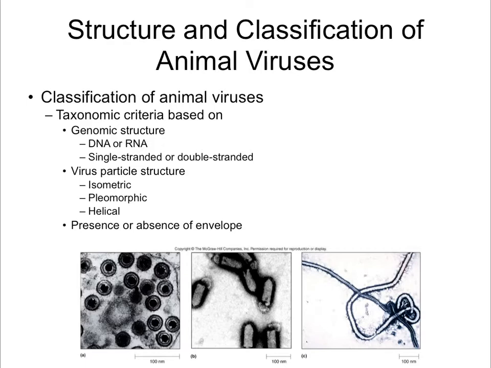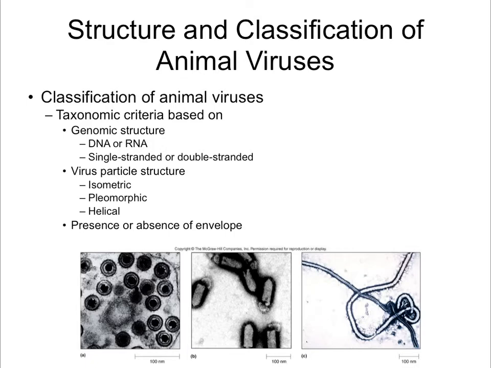You can classify them based off of their genomic structure. So viruses can be DNA or RNA. They could be single-stranded or double-stranded. And if they're single-stranded RNA, which a lot of them are, they can be what are called either positive sense or negative sense, which just means that if it's positive sense, then the ribosome can just get started on it right away. If it's negative sense, then you have to make a copy of it before the ribosome can get on it.